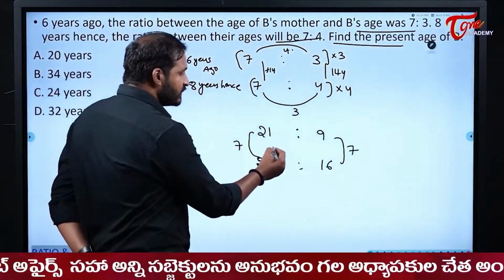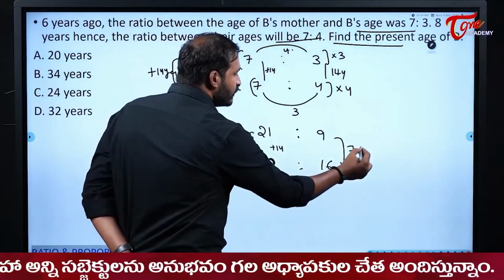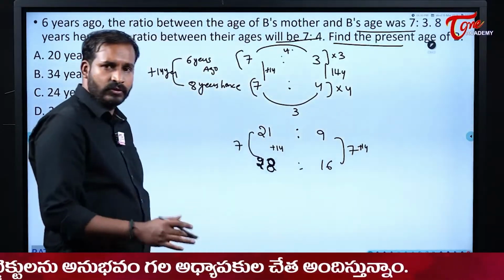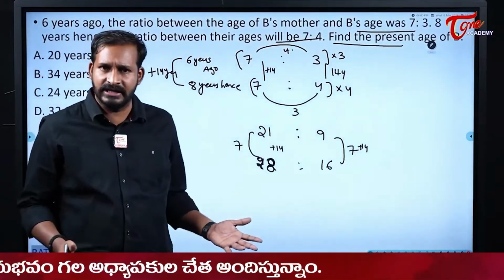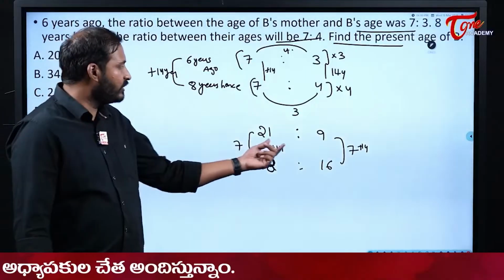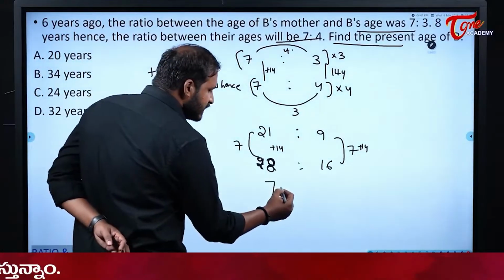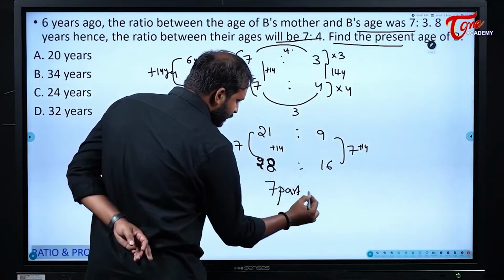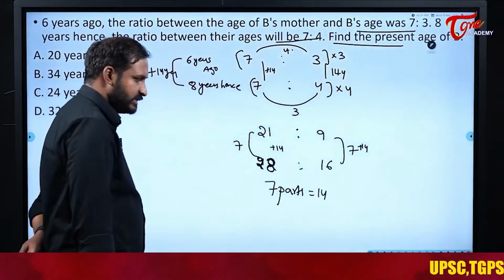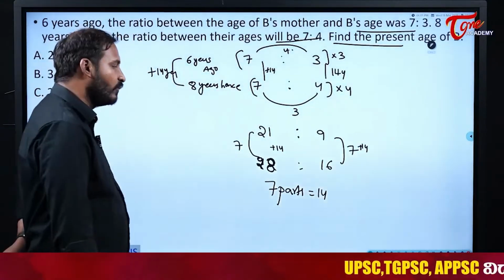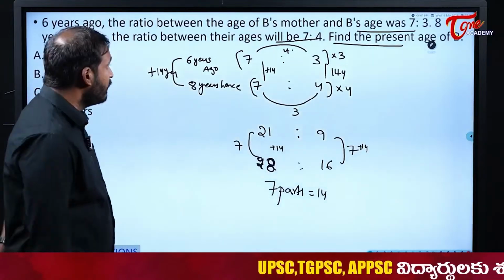And how did this difference come? Because of the addition of 14 here and 14 here. Why? Because both the persons' ages will increase simultaneously, right? So both the ages will be increased by 14 and 14. So what I can say here is 7 parts is equal to what? 14 years. Good, superb. But what is the question?